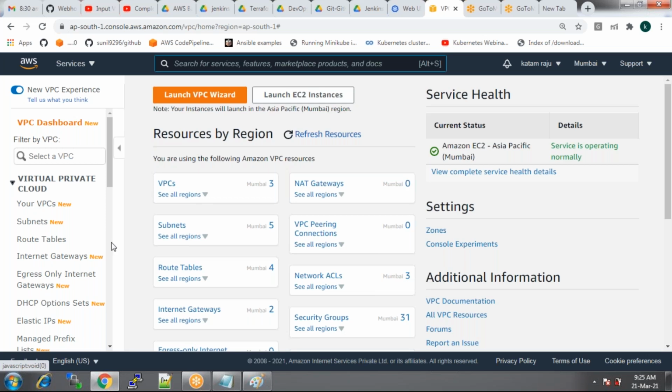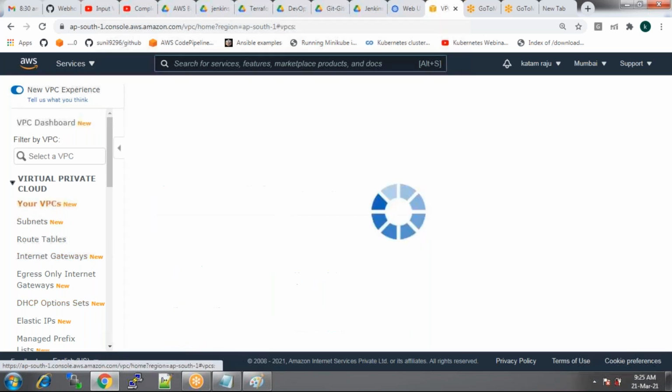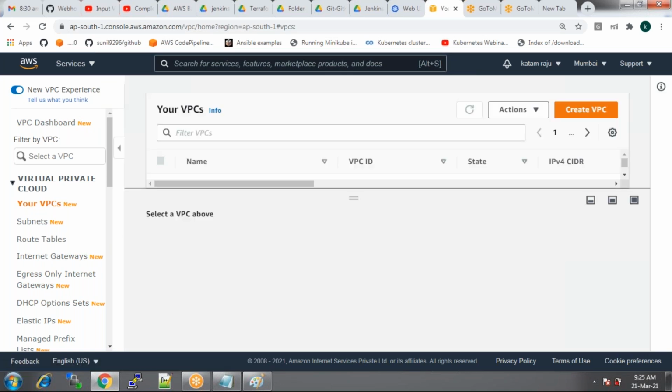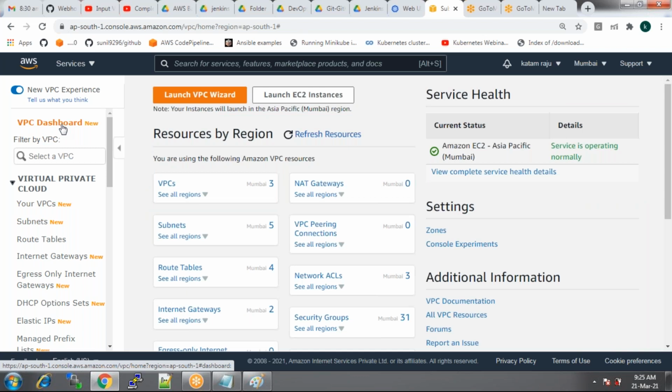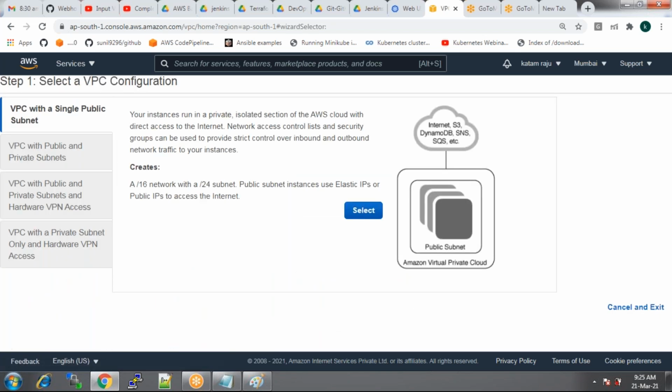Or if I want to create VPCs first, then go to Your VPCs and create a VPC. After the VPC is created, if you want to create subnets, you can create them and add the subnet to the VPC. But the Launch Wizard helps us create the VPC and subnets at the same time. Now, start the Launch Wizard. There you can see the types of VPCs. This is what we have.